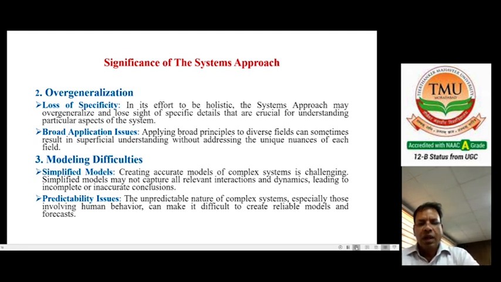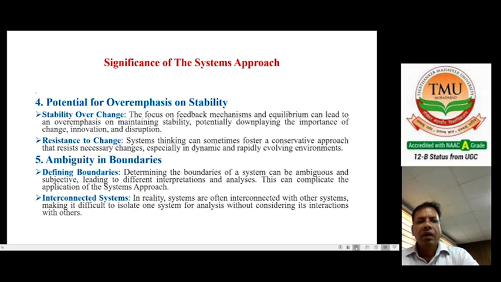Predictability issue: the unpredictable nature of complex systems, especially those involving human behavior, can make it difficult to create reliable models and forecasts. Potential for overemphasis on stability over change. That means the focus on feedback mechanisms and equilibrium can lead to an overemphasis on maintaining stability, potentially downplaying the importance of change, innovation, and disturbance.